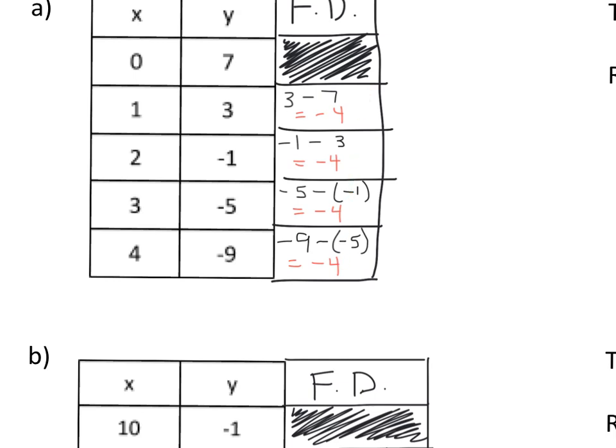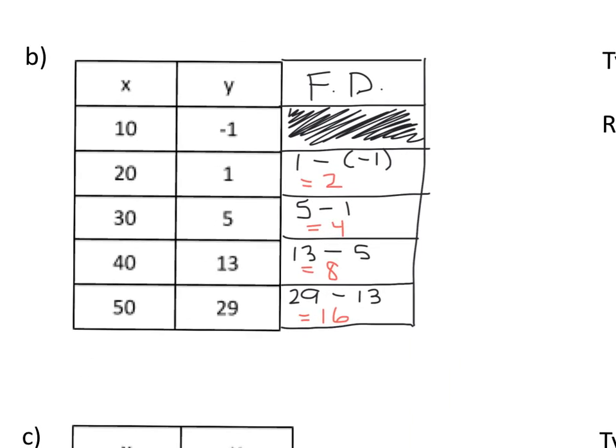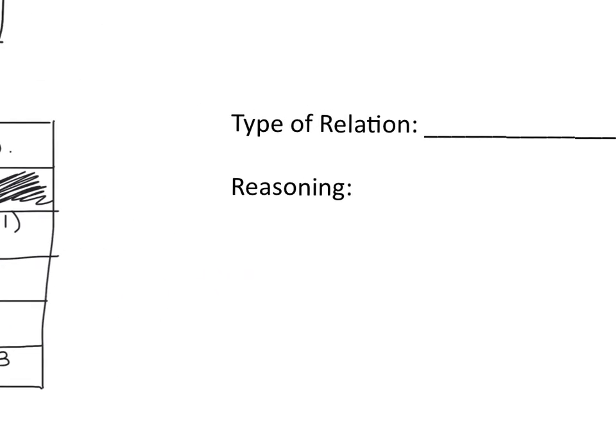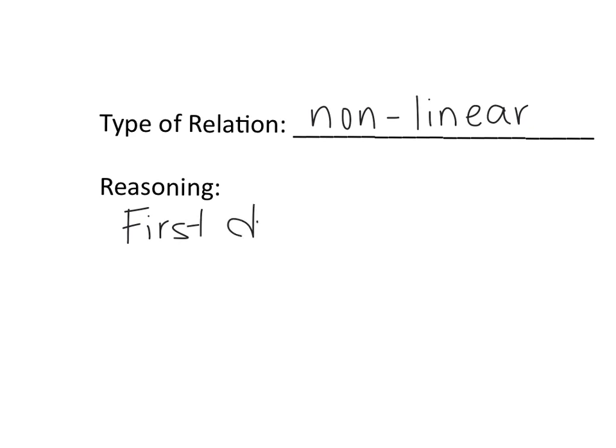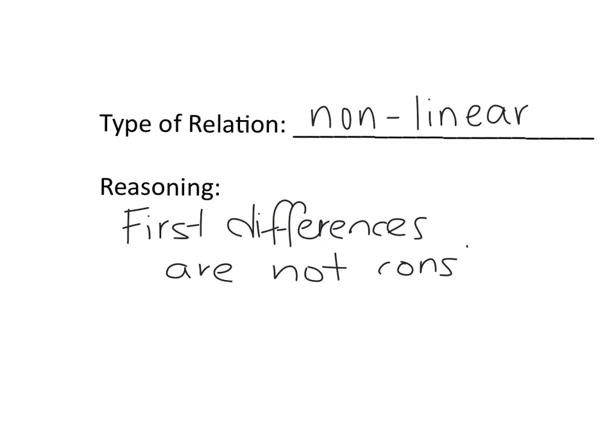So because our numbers for this example are not constant, we can then conclude that this is a non-linear relation. And the reasoning for this is our first differences are not constant, meaning they are not the same value in our first difference column.